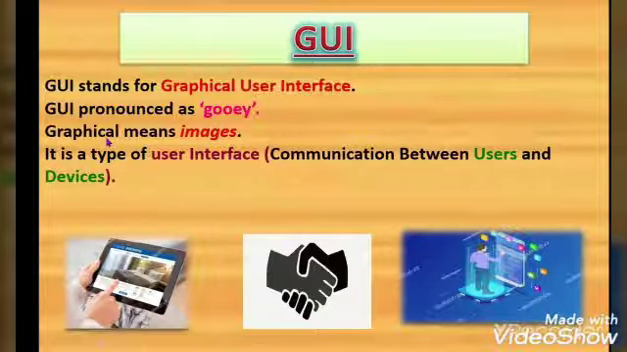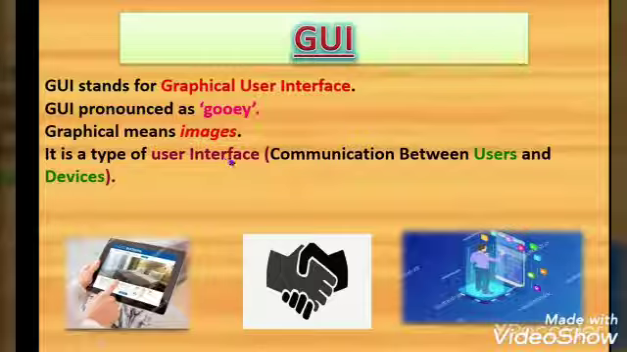So what is graphical? The word graphical comes from graphic, and graphic means simply images, the images we see on laptops, desktops and our mobiles. The next one is user. What is a user? A person who uses a computer is called a user. I and you, who are frequent users of computer devices and mobiles, are called users.